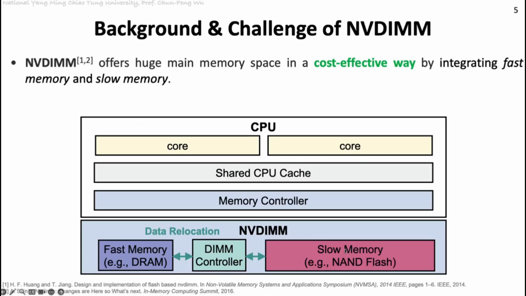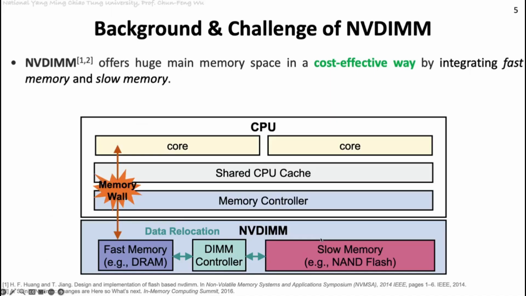And if you still remember, 2 weeks ago we talked about NAND flash or SSD, whose latency is 10 to 100 times slower than main memory. So here, slow is really super slow. And then the DIMM controller here is going to navigate the data relocation, or the data movement, between fast and slow memory inside this NVDIMM.